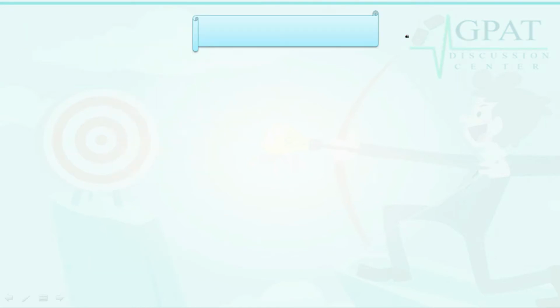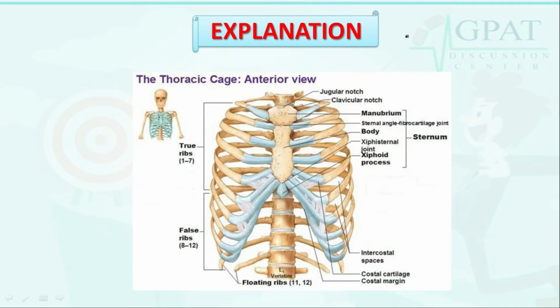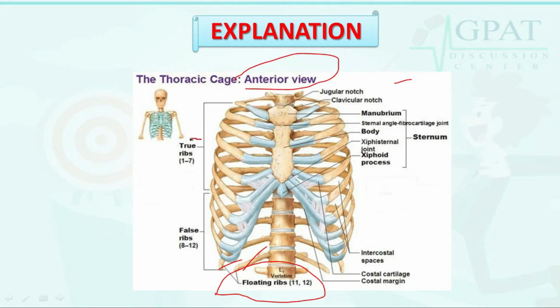Let's discuss with the help of the explanation. Here we have a pictorial diagram which shows the floating ribs. The last 11th and 12th pair, this one and this one, are floating ribs. It's a thoracic cage in anterior view. From 1 to 7 are true ribs, from 8 to 12 are false ribs, and the 11th and 12th pair are floating ribs. So students, I hope your confusion about the ribs is clear: true, false and floating ribs.